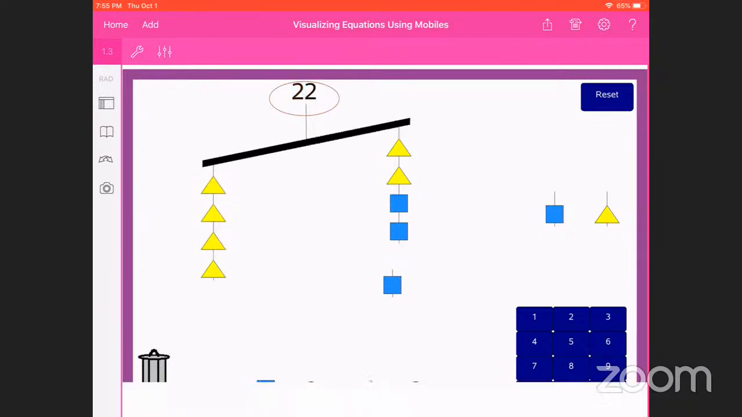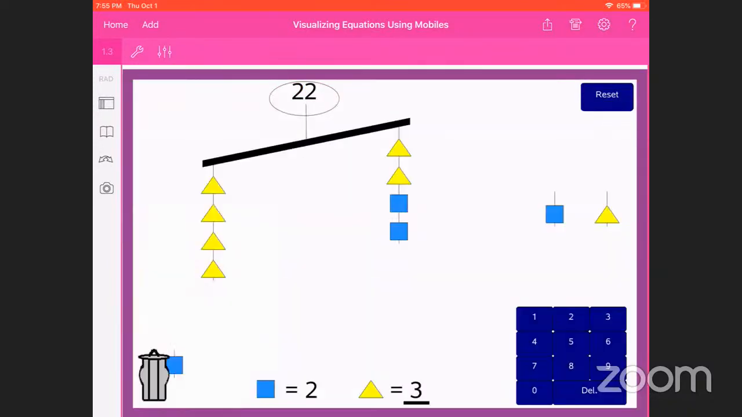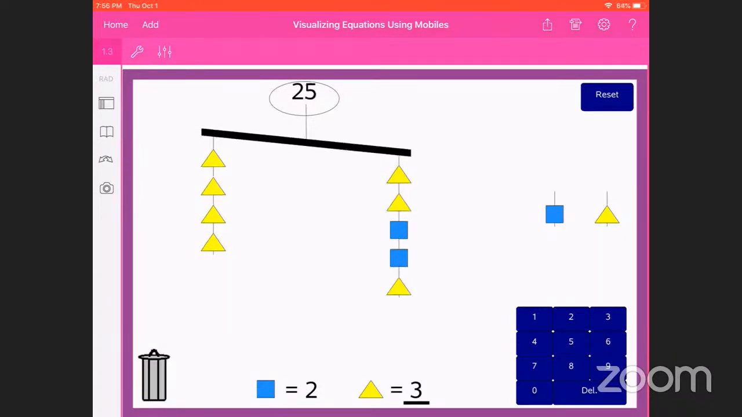Yeah, so I want to see if I can pull some of these off and trash them, get them to that trash can. So it looks like I can do that. And it looks like if I click on the shape on the right and drag it over, I could actually add it to the mobile as well. So that's pretty cool. And now I've made it unbalanced.